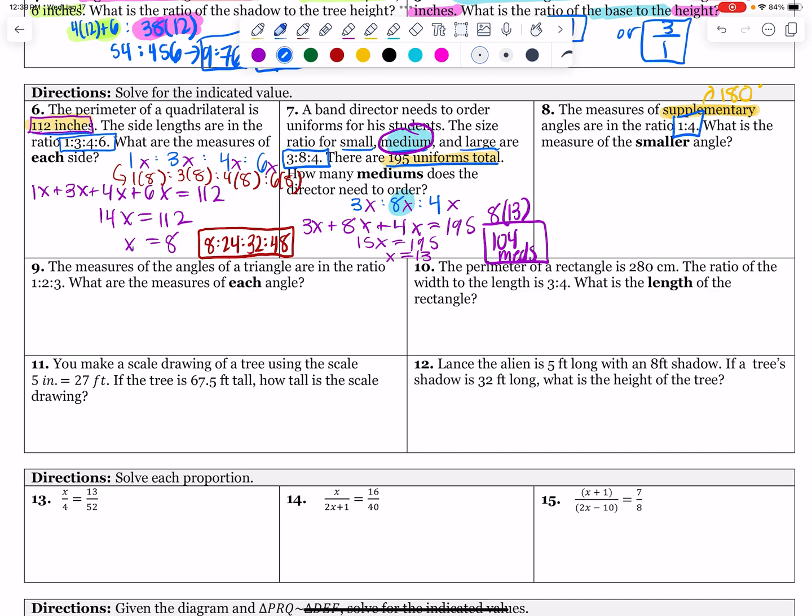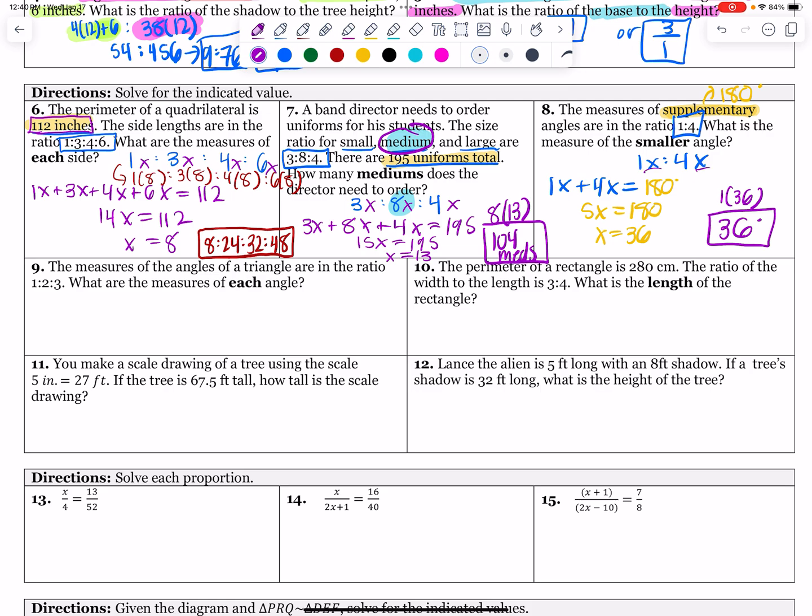So again, I'm going to do what I've been doing, 1x and 4x, and I know that 1x plus 4x should have a total sum of 180 degrees if they're supplementary. So then 5x equals 180, and so x equals 36. To find the smaller angle, I'm going to do 1 times 36, which is going to be 36 degrees. 36 degrees is the smaller angle. If I wanted to know the larger angle, I would do 4 times 36.